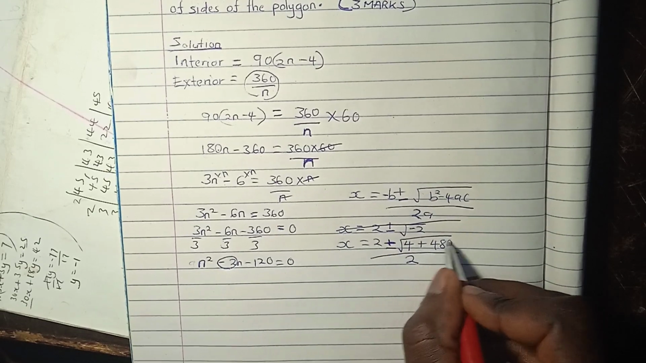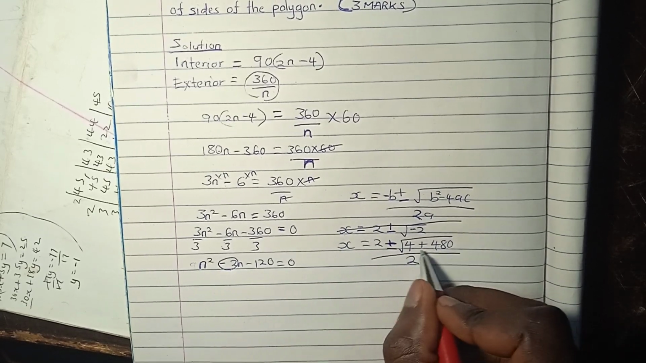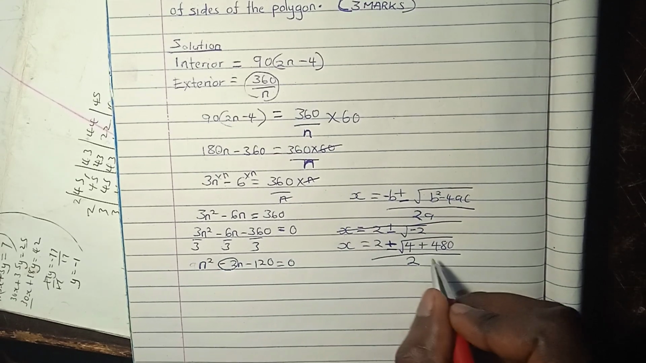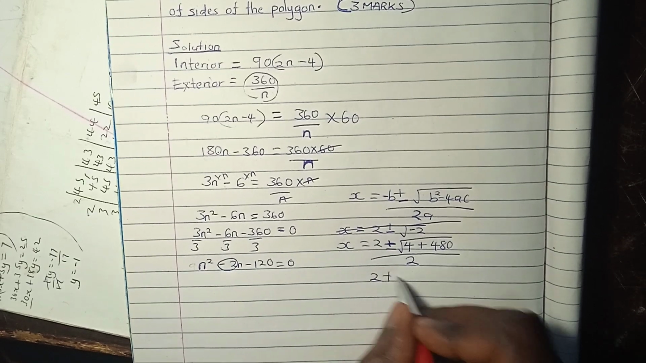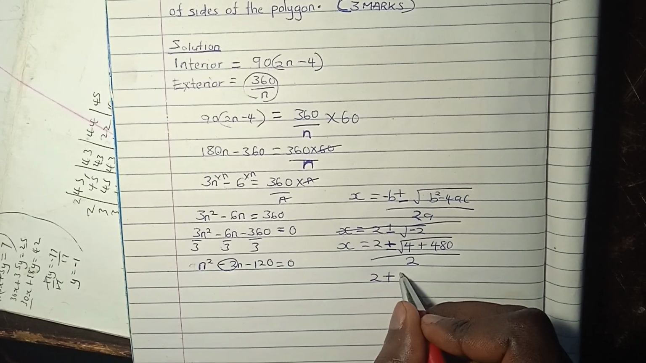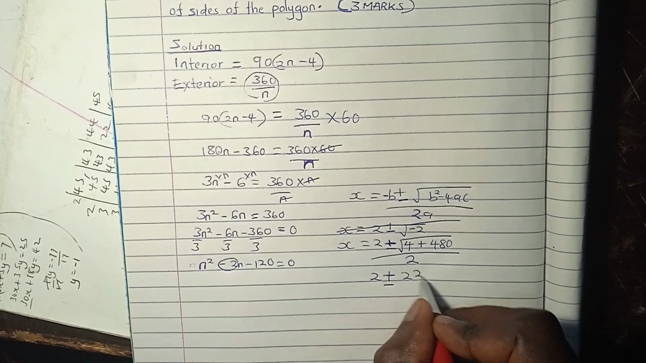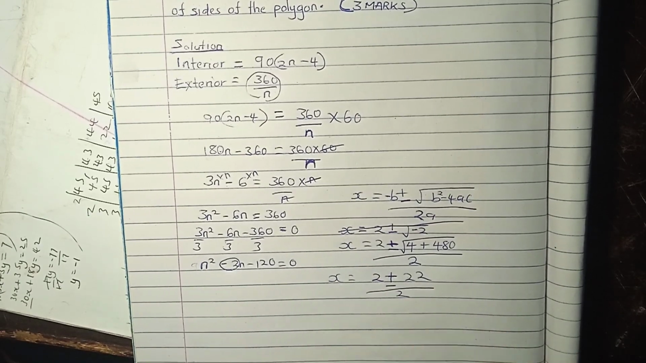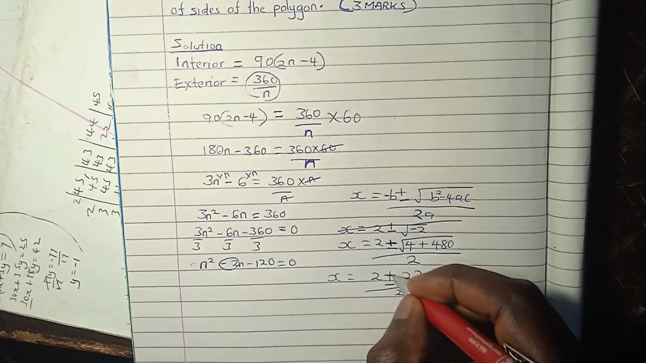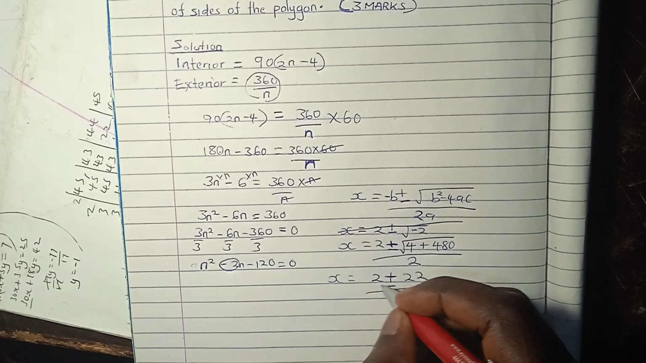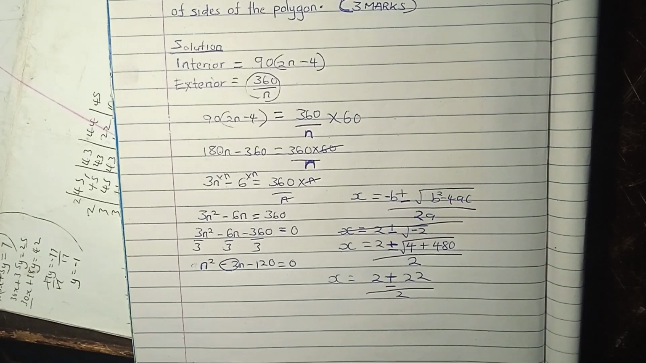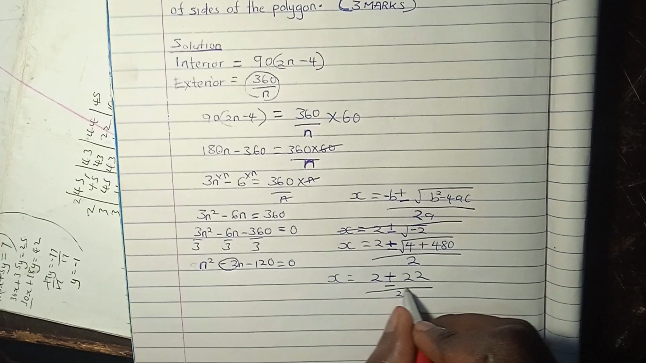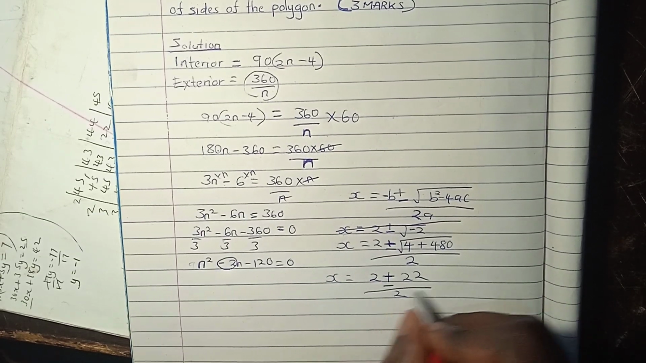Now let's work out this square root first. 480 plus 4 is 484. The root of 484 is 22, so it is 2 plus or minus 22 over 2. That should give us x. So we can start with positive, because we have to get two values of x, then choose the most appropriate. 2 plus 22 is 24. 24 divided by 2 is 12.